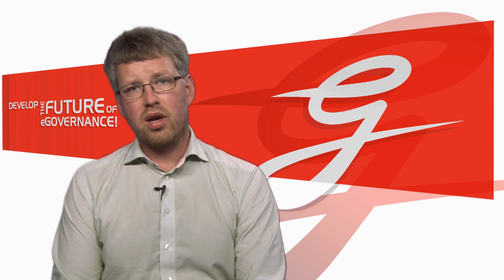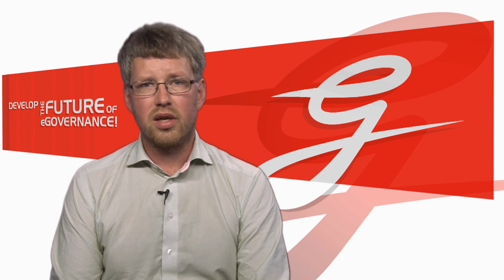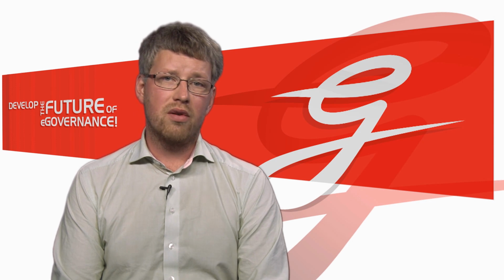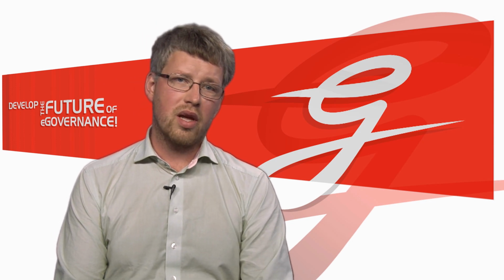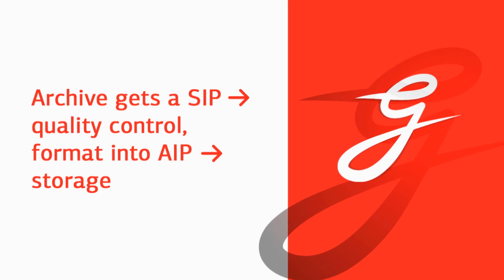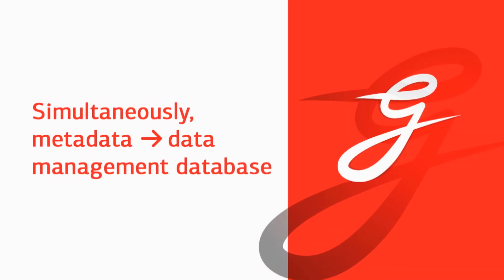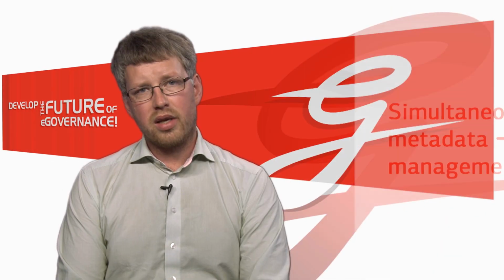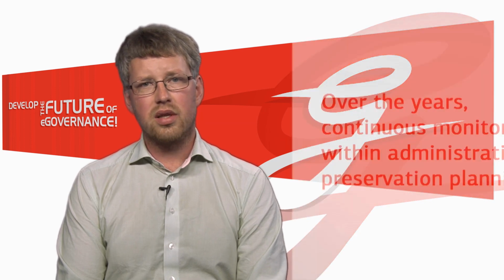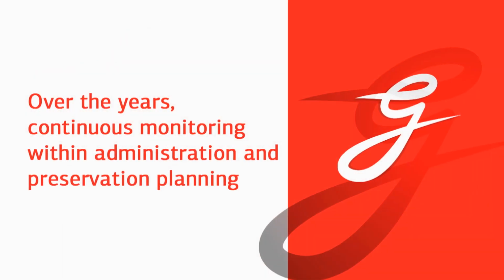Now, getting back to the high-level view of OAIS, let us summarize everything by looking at the full workflow from ingest to access. The archives first receive a submission information package from an agency or individual. The package is controlled for its quality, formatted into an archival information package, and placed into archival storage. At the same time, crucial metadata about the package is also placed into the data management database. And now, as years pass, constant monitoring of the digital archive system and the external world is taking place within the administration and preservation planning processes.